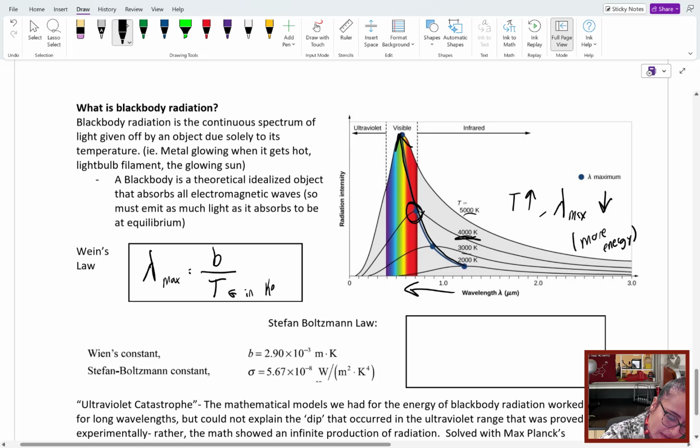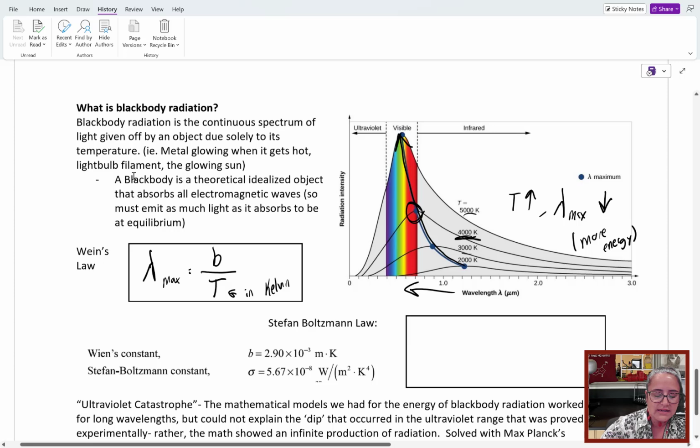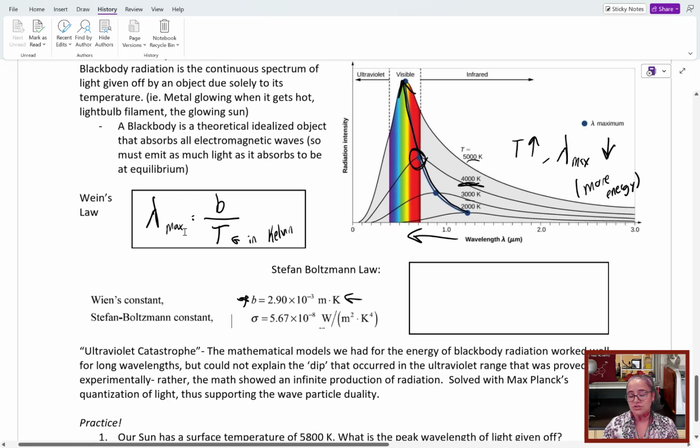So that means it has to be in Kelvin. Now, Wien's constant, that B, is given to you on that front part of your equation sheet, and it's equal to 2.9 times 10 to the negative 3 meters per Kelvin. Meaning when we get our max wavelength, it will be in units of meters. So we can see that relationship pretty simply there. It's an inverse relationship. The higher the temperature in Kelvin, the shorter the wavelength.